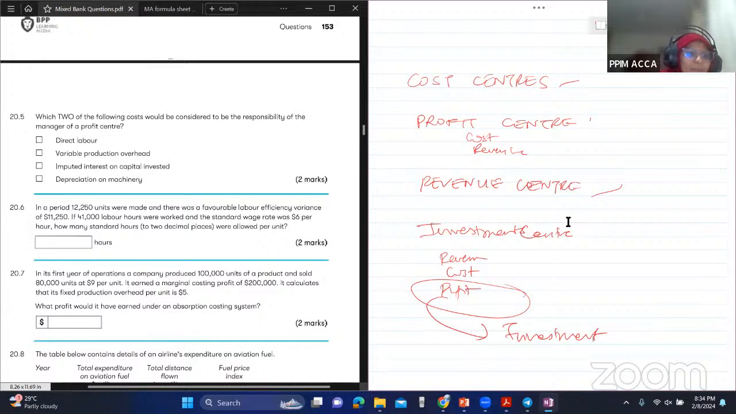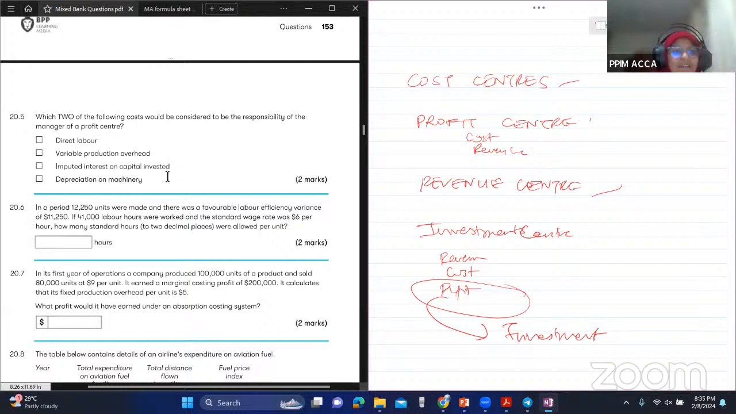So if you look at 20.5, if you're a profit center, then you have to have control over cost as well as revenue. Okay, so let's see what it can be. Direct labor is a cost. Okay, direct labor is a cost. So definitely if you're a profit center, you will have to be responsible for this. Direct labor, that is one answer. Variable production overhead, that is also a cost. Okay, direct material, direct labor, variable production, fixed overheads, all are costs. So that also you have to be responsible for.